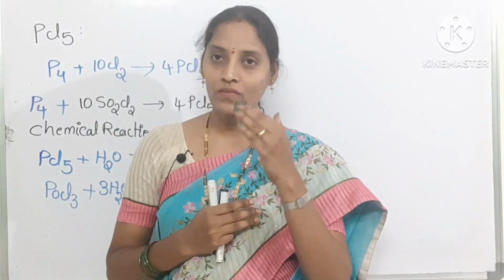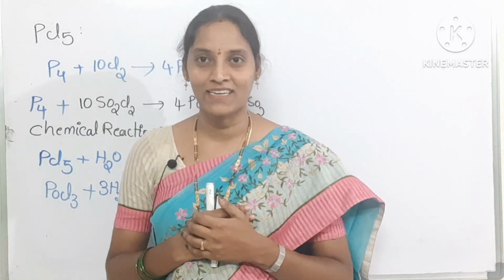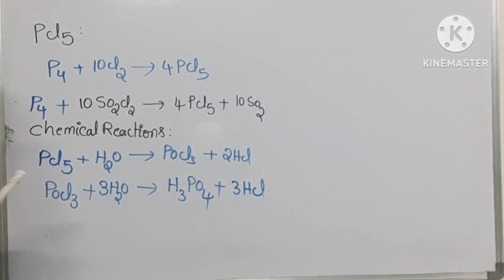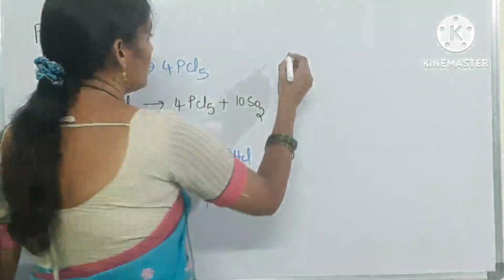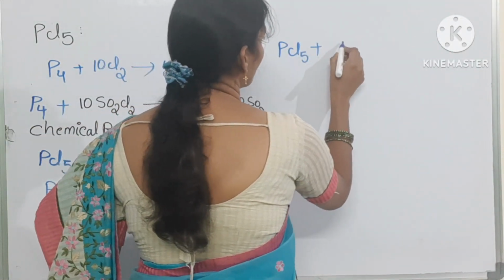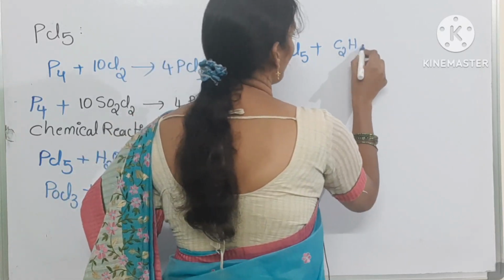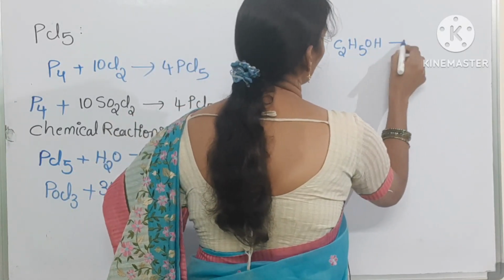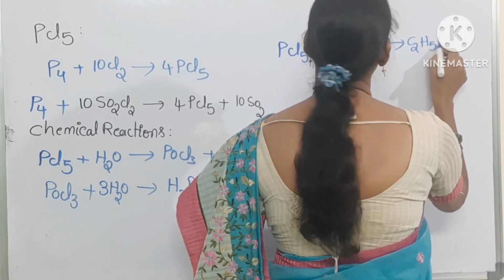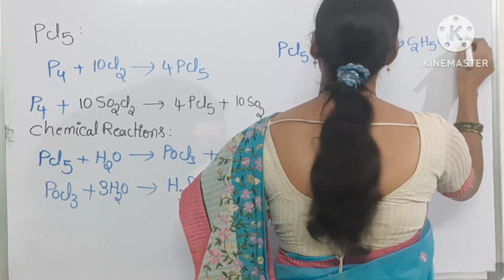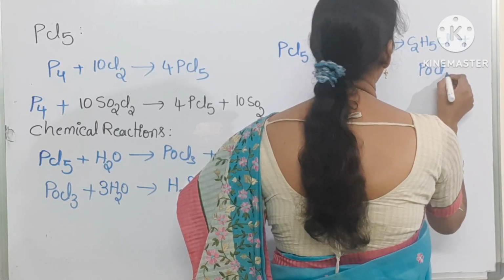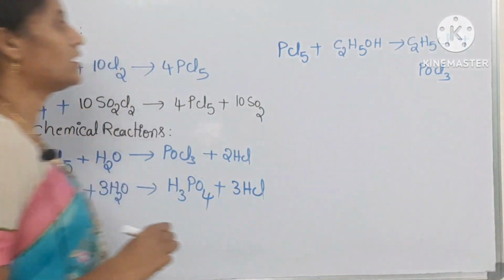with organic compounds containing OH group. So you can see those reactions also. PCl5 reacts with C2H5OH. Then it will form C2H5Cl and then POCl3. See, these are the products.